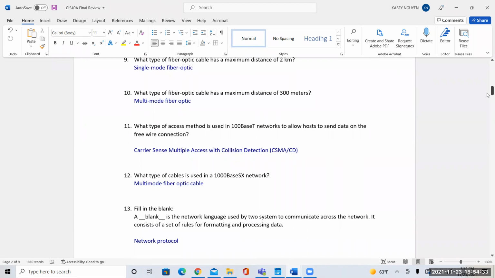For 13, a blank is a network language used by two systems to communicate across the network. It consists of a set of rules for formatting and processing data. And that is a definition for protocol, or in our case, since it's for network, it's a network protocol. And protocol is always tied to services and ports.